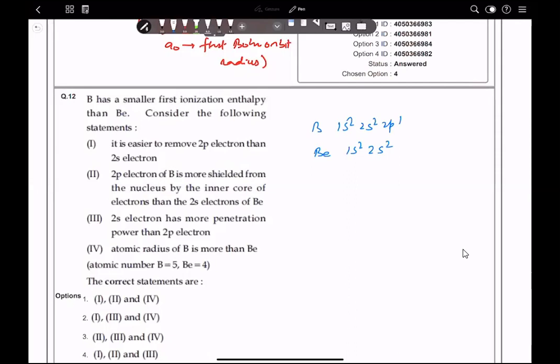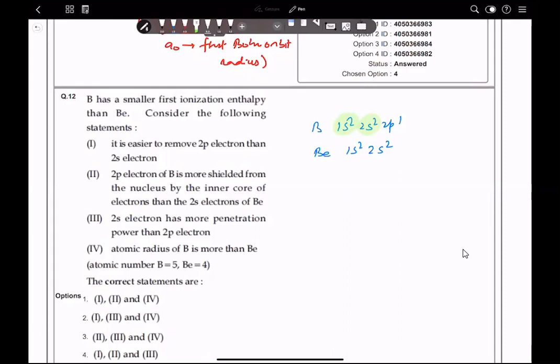Second case it is given, 2p electron in boron is more shielded from the nucleus by the inner core of electrons than the 2s electron of beryllium. So shielding is basically relevant to inner shell electrons. For the p electron, these 4 electrons will create shielding, whereas for the 2s electron, the shielding will be of 1s2 plus 1 electron of 2s, so 3 electrons will shield. That means shielding of boron is also higher, so the electron is easy to remove. Next case is, 2s electron has more penetration power than 2p electron. Definitely you know that p orbital is diffused, so penetration power will be certainly higher for s electrons.